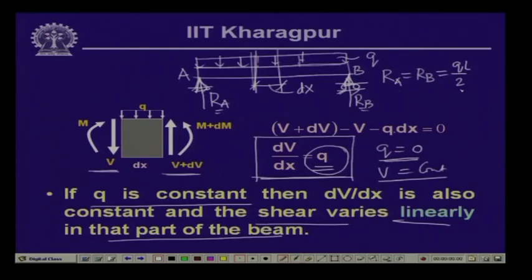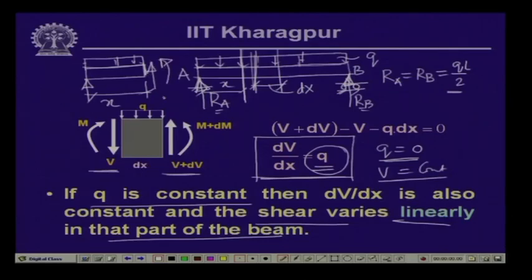So, R A equals R B equals Q L by 2. Now, if we take a free body at a distance of x from A, and take the equilibrium of the forces of this free body, here we have R A, on this part of the beam we have Q, and this distance is x, and the resultant stress resultants at this particular end are V and moment M.